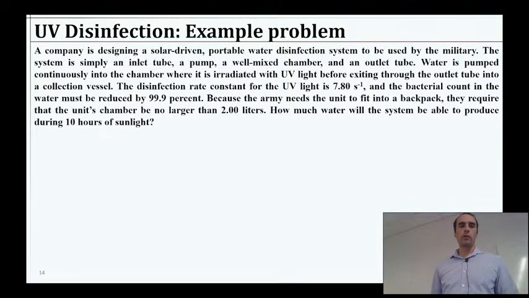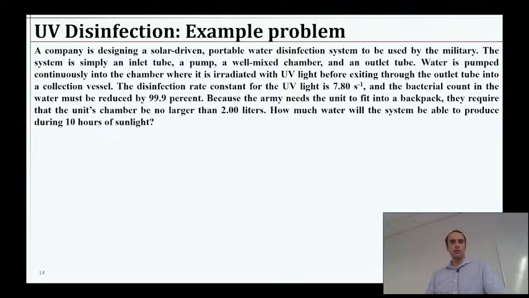Got one more problem for you here, and we'll end on this. So, example for UV light, just to make sure that we understand what's going on. I think I've probably put this on an exam before, so you can kind of see what this might look like. So we have a company designing a solar-driven portable water disinfection system to be used by the military. The system is simply an inlet tube, a pump, a well-mixed chamber, and an outlet tube. The water is pumped continuously into the chamber where it is irradiated with UV light before exiting through the outlet tube into a collection vessel.